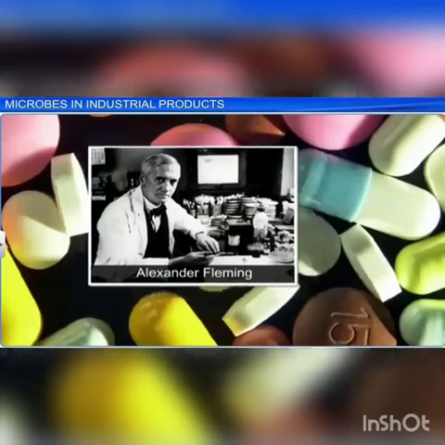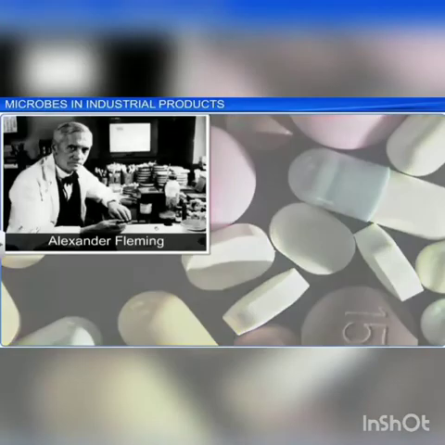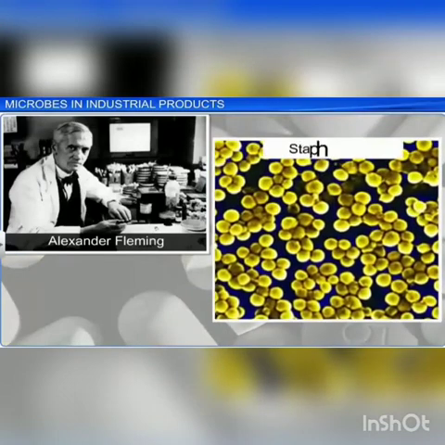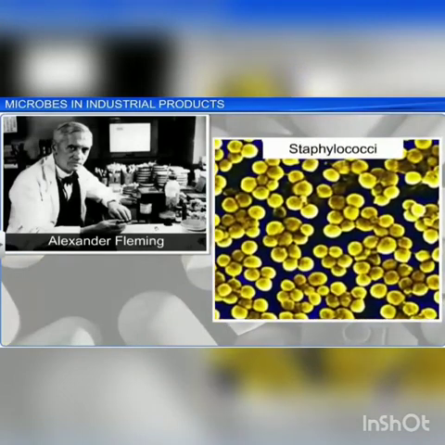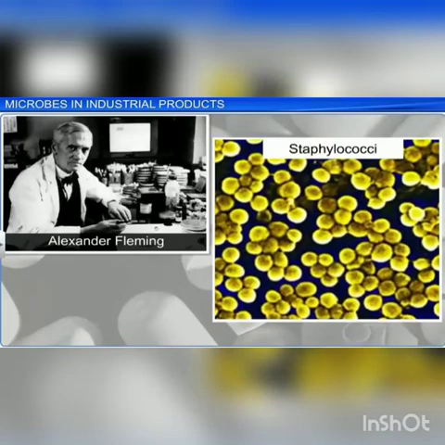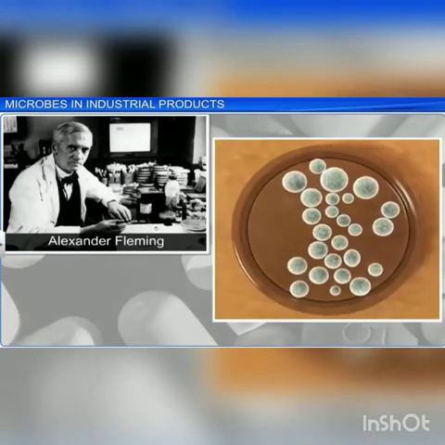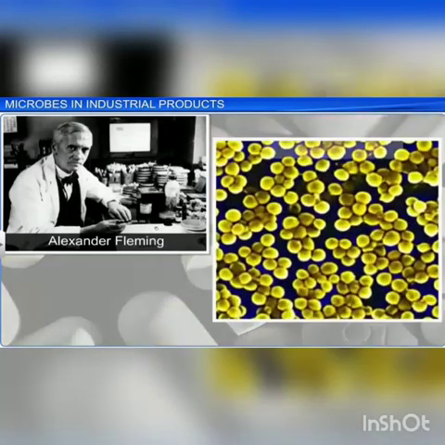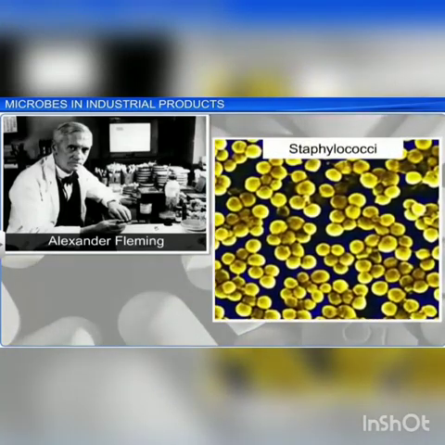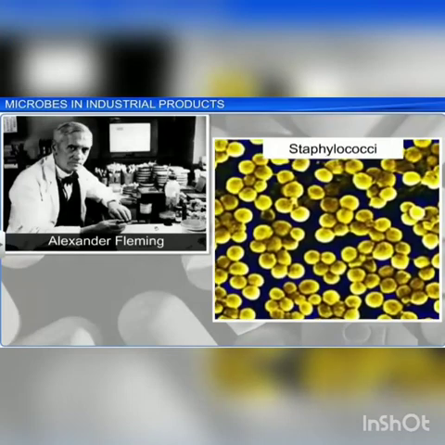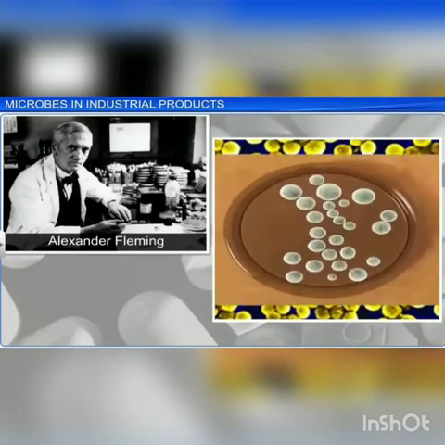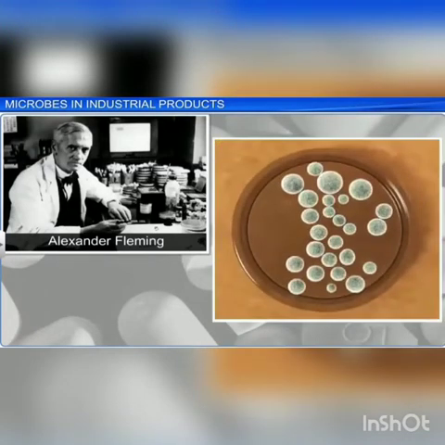While working on Staphylococci bacteria, Alexander Fleming observed a green mold growing in one of his unwashed culture plates, around which Staphylococci could not grow. So while doing an experiment with Staphylococci bacteria, Alexander Fleming observed a green mold forming on the unwashed plates.